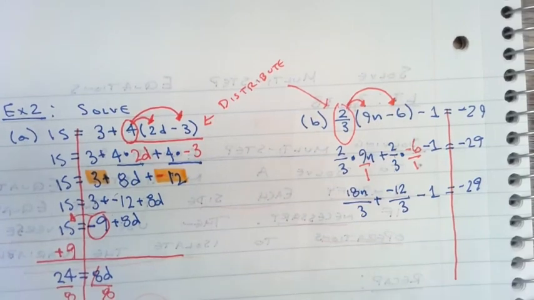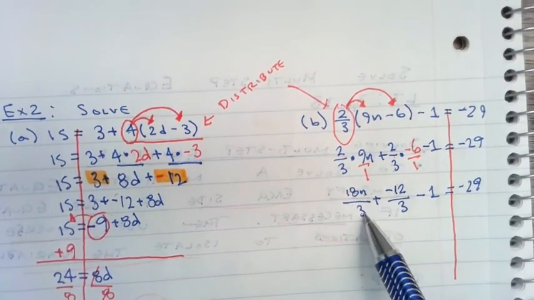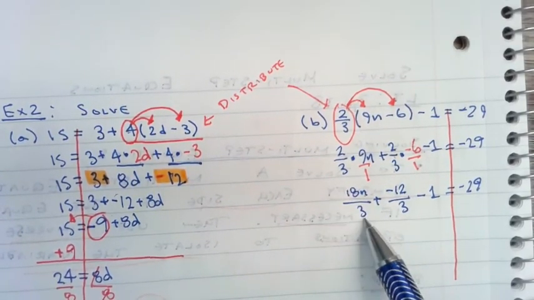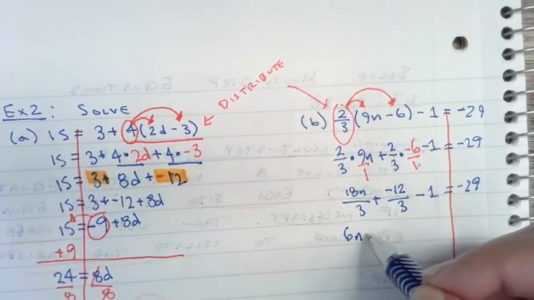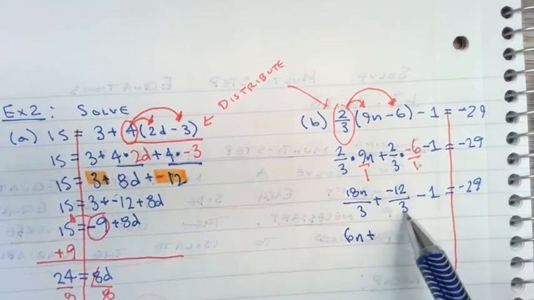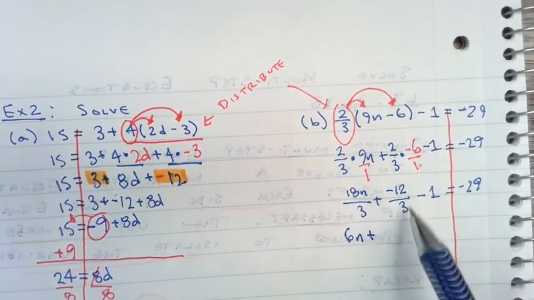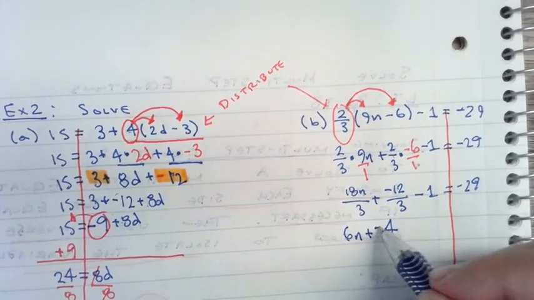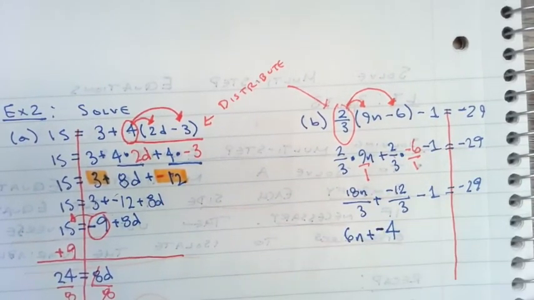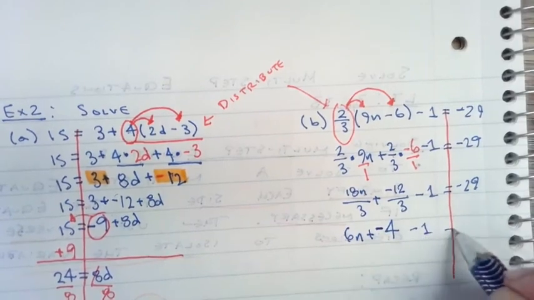Then we go ahead and simplify. 18 divided by 3, you know, is going to give you 6. So now I'm going to get 6n plus negative 12 divided by 3. Remember, negative 12 divided by 3, that's just 4. But since you have that negative, you want to make sure that you put that negative right there. And then minus 1 equals negative 29.